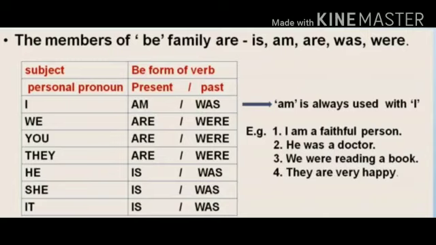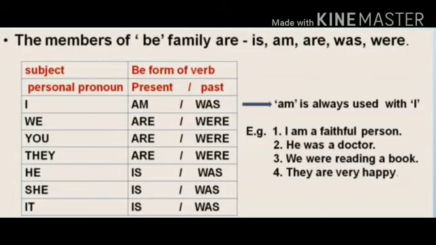The use of auxiliary verb be is also distinguished according to the number of these personal pronouns. Like, with we, you, and they, we use are in present form and were in past form. Similarly, with he, she, and it, we use is in present form and was in past form. With the personal pronoun I, we use am in the present form and was in the past form. Always remember that am is always used only with I. Try to get the point with these examples. I am a faithful person.